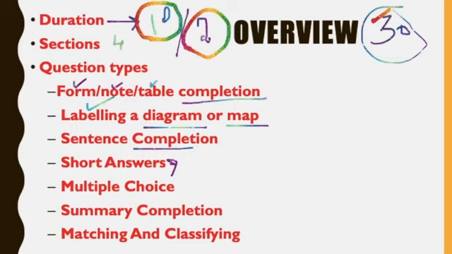There are 4 sections. Section 1 is a dialogue, social context. Section 2 is a monologue, social context. Section 3 is again a dialogue. It could also include more than 2 people, but the context is academic. Section 4 is again an academic lecture, but it is again a monologue. So that is something that we have already discussed in the overview video.